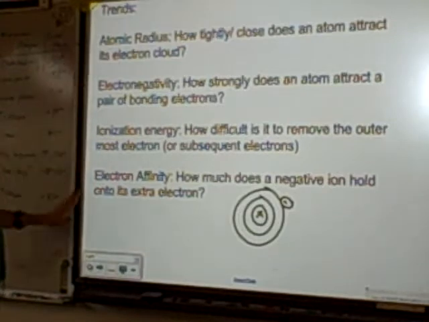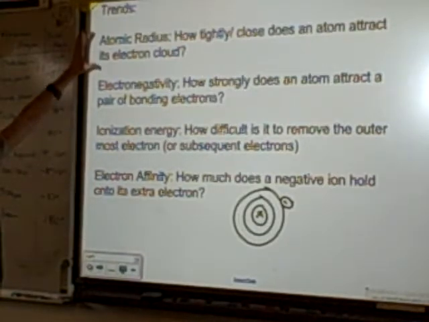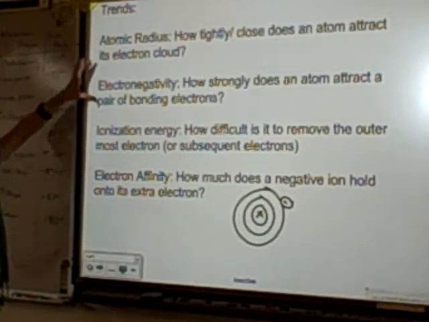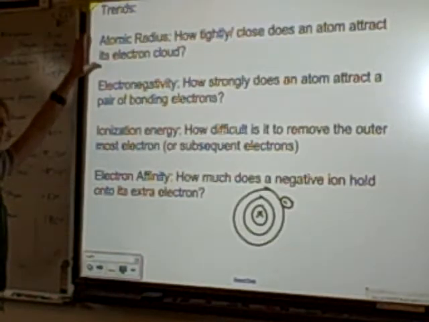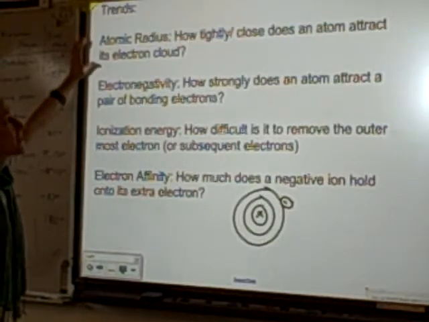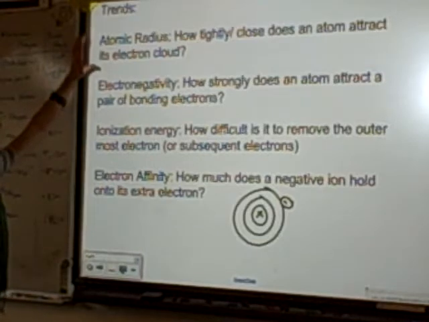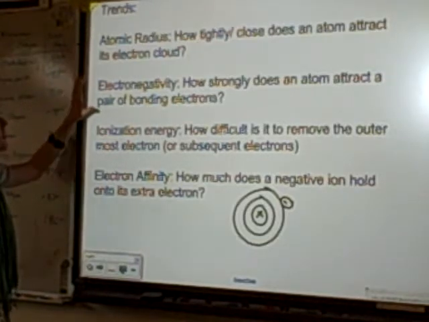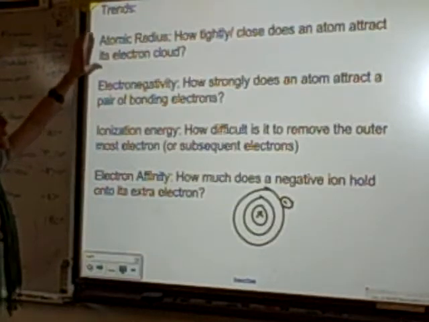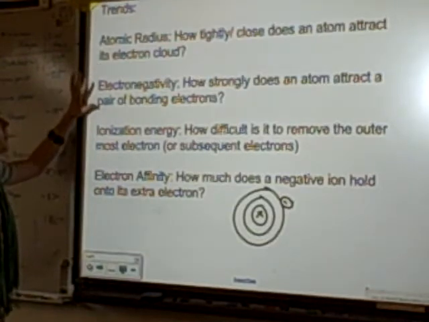Alright, so the 4 trends are these guys. Atomic radius is the first one. You can actually use it to explain the other 2. The atomic radius is all about how tightly or how close does an atom attract its electrons. More attraction, smaller radius. Also, fewer electrons to attract, smaller radius.